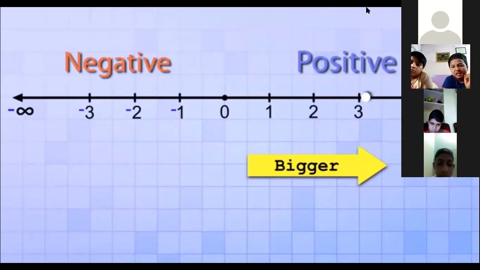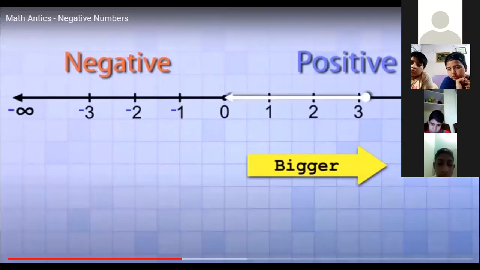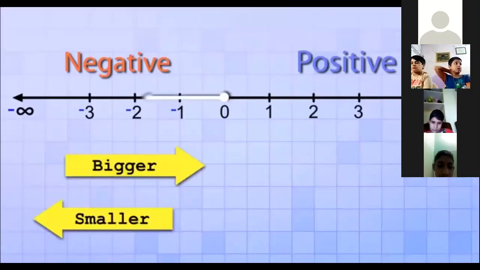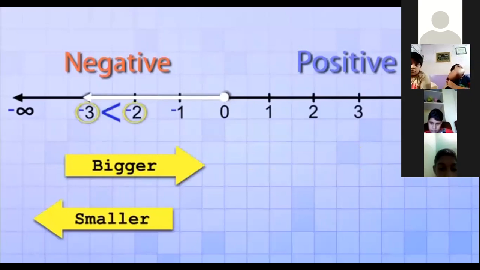As we go to the left, the numbers get smaller and smaller. 2 is less than 3, 1 is less than 2, and 0 is less than 1. Well, those same exact rules apply to the negative side of the number line also. The numbers get bigger as you go to the right, and they get smaller as you go to the left. So, since negative 3 is on the left side of negative 2, it's actually smaller than negative 2.